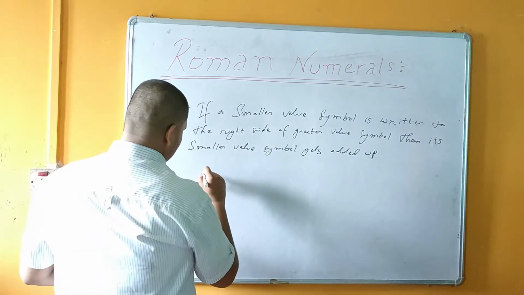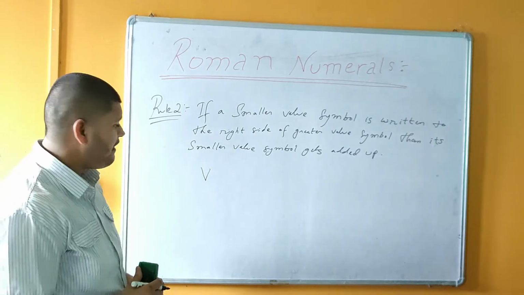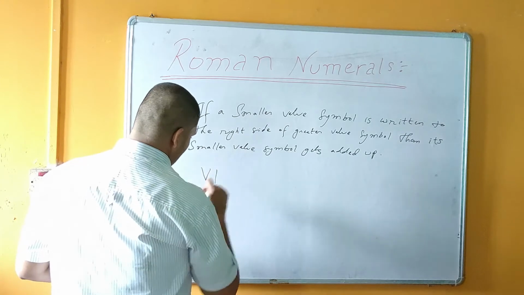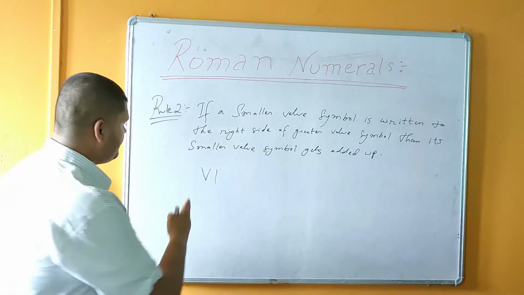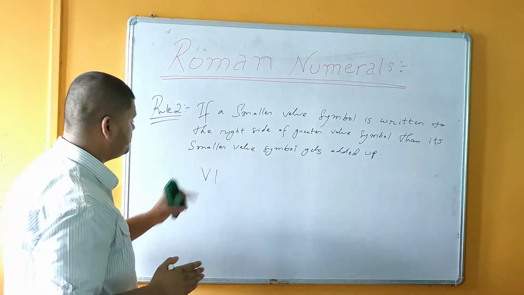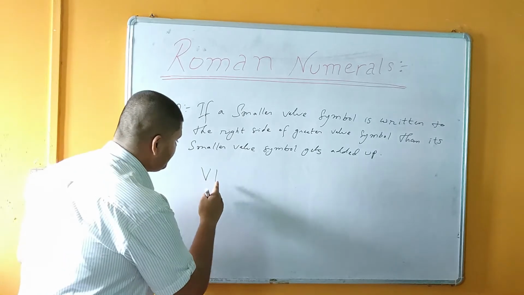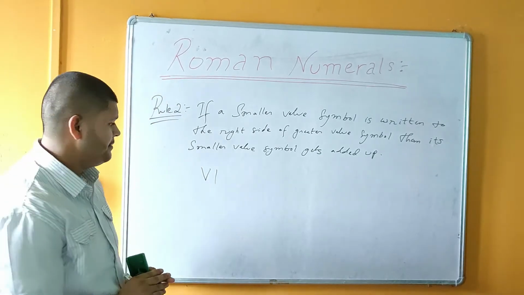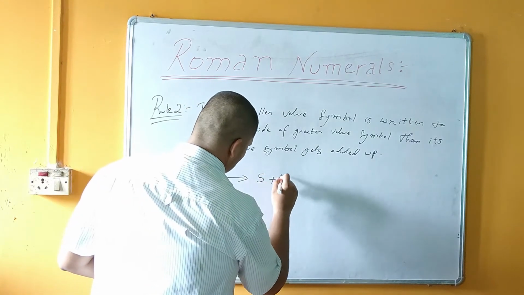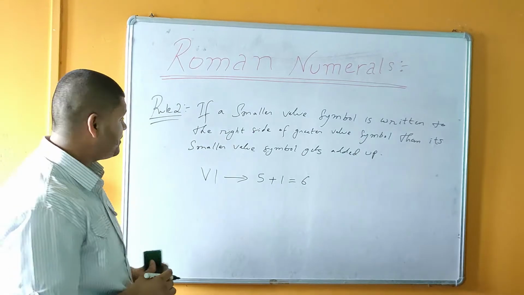Suppose this is a greater value symbol, this V. V is nothing but 5. And I am taking one smaller value symbol, that is I. This I I have written on the right hand side of the greater value symbol. Then it indicates simply 5 plus 1. It is nothing but 6. I think you are clear with the statement.